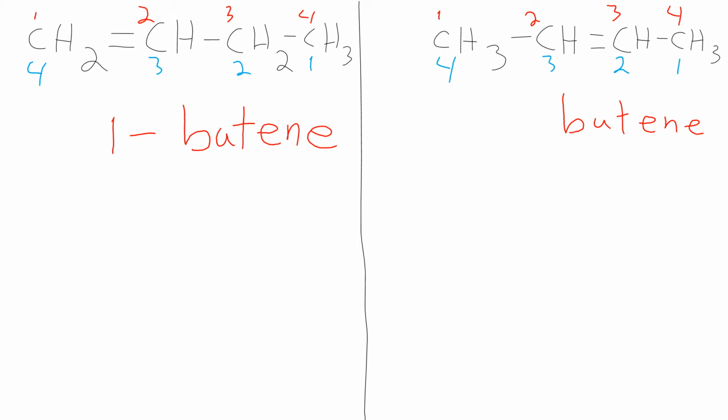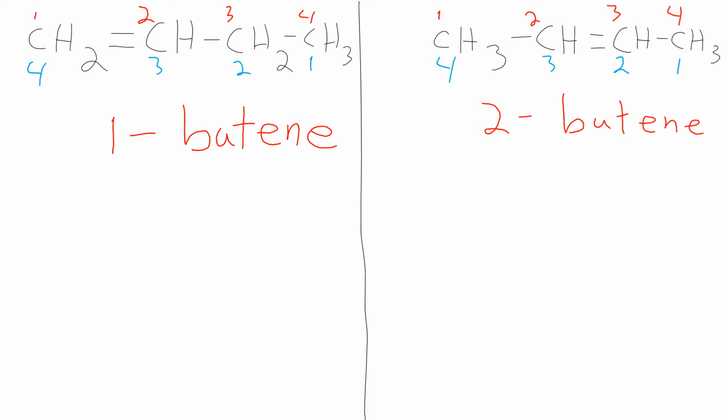The functional group happens to be right in the middle of the molecule, so it doesn't matter which numbering system we're actually going to use here. They would both give the same result. In either one, the carbon-carbon double bond starts at the second carbon. So we would call this 2-butene, because the carbon-carbon double bond starts at the second position.